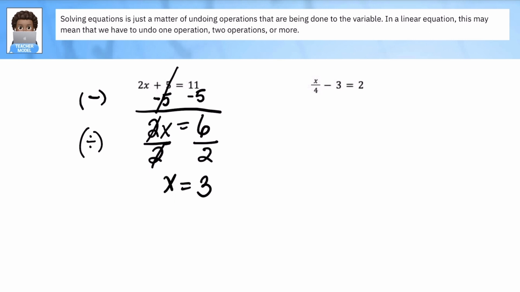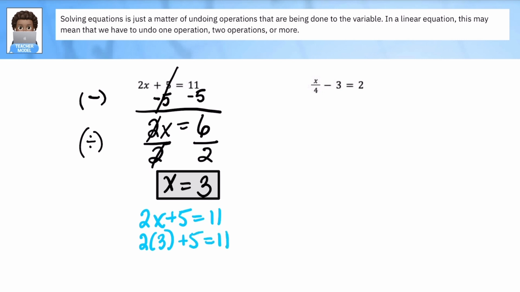All right, here's our answer for the first one. And we're going to substitute just to make sure we have the correct answer. So I go back to my original. 2x plus 5 equals 11. We're going to sub in 2 times 3 plus 5 equals 11. 6 plus 5 does equal 11, so we're correct.